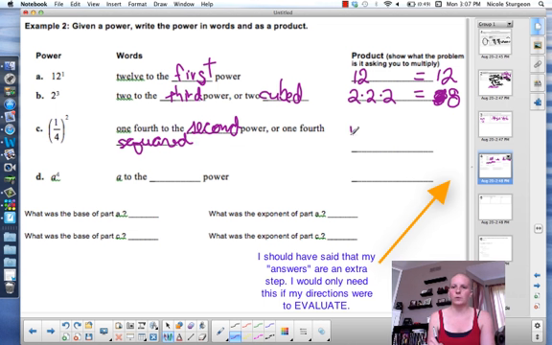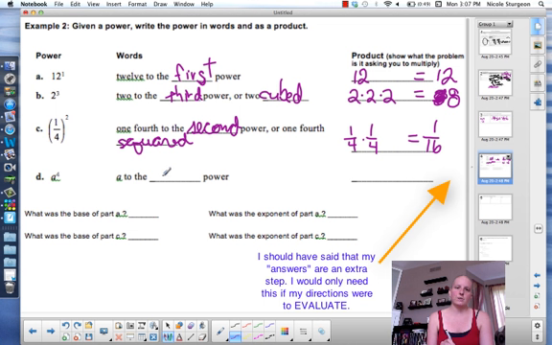Remember, the base is 1/4, and the exponent is 2, or squared. So that means that I take my base and I use it twice, or 2 times. Then I perform my multiplication straight across the top when you multiply. 1 times 1 is 1, 4 times 4 is 16.